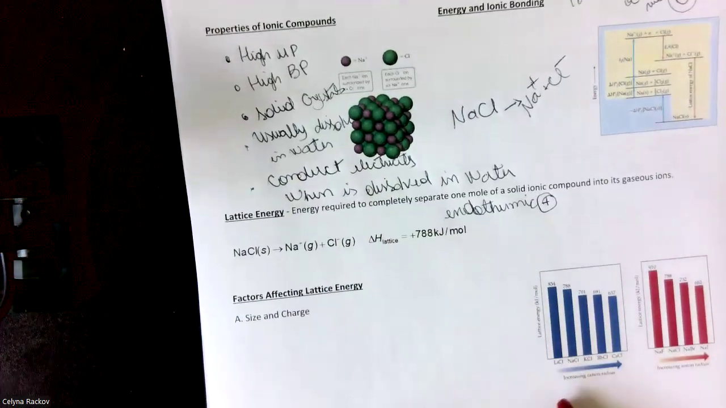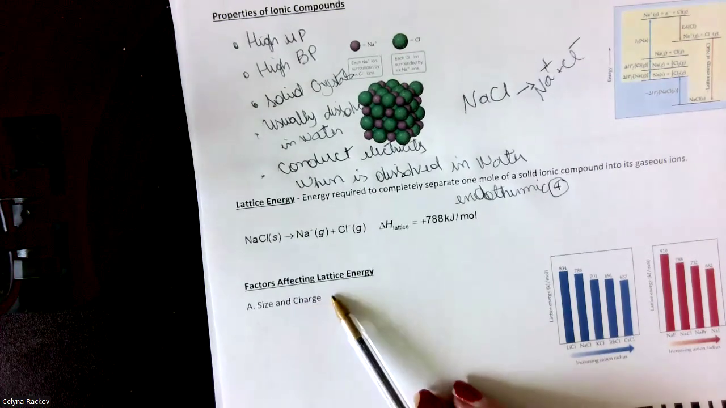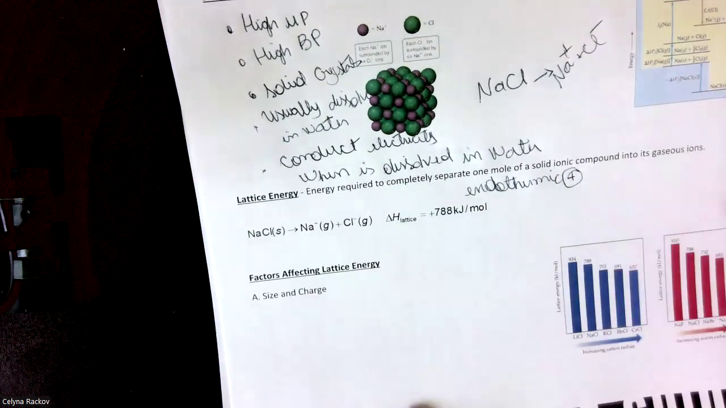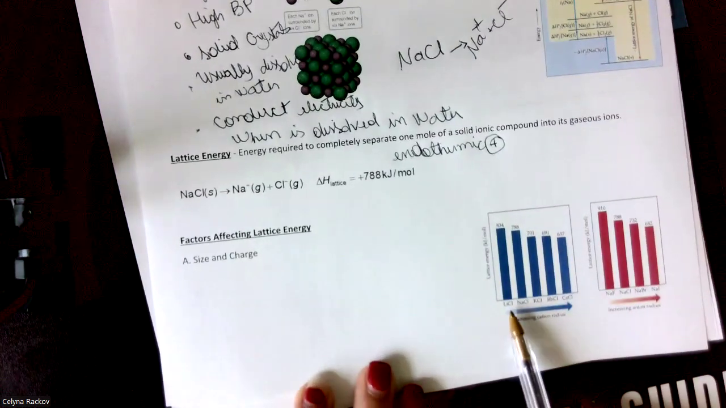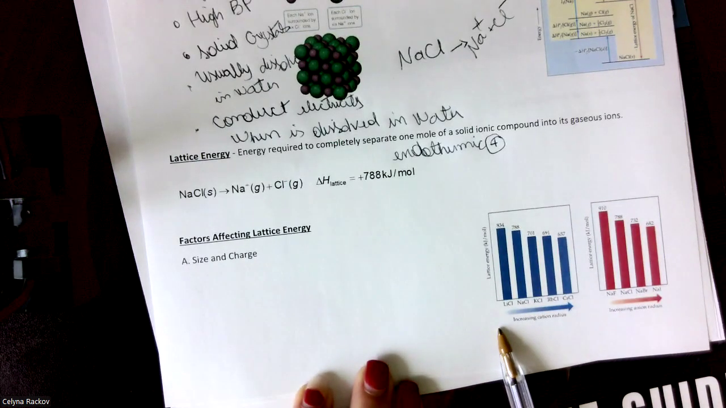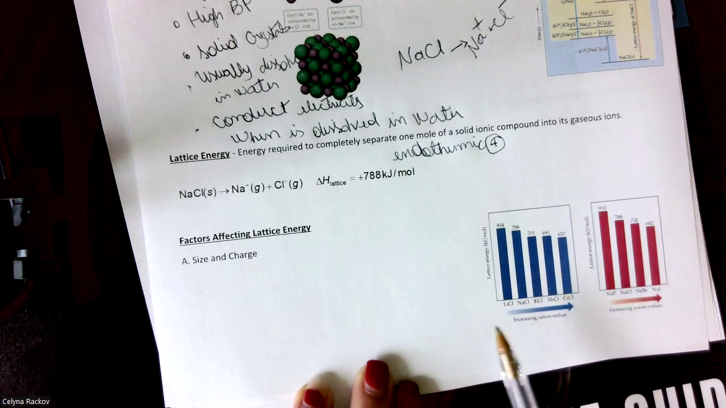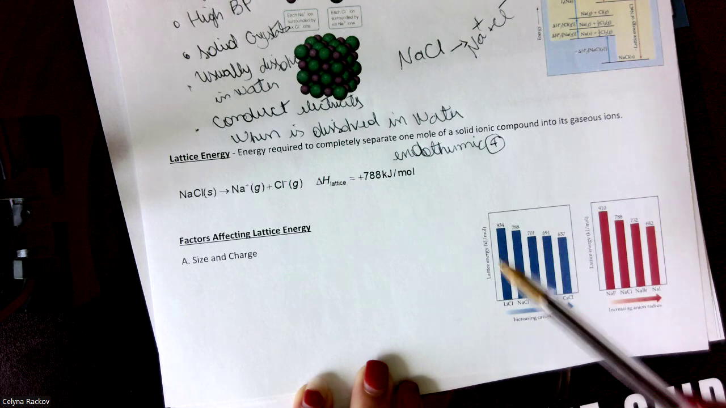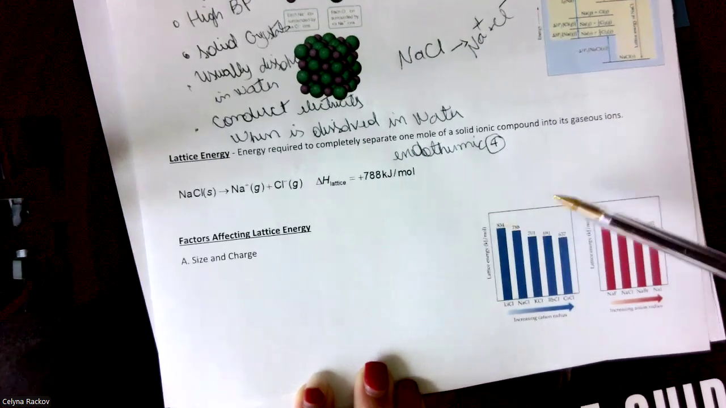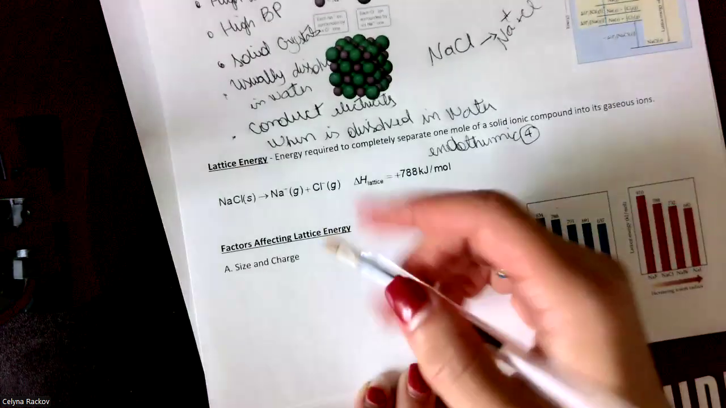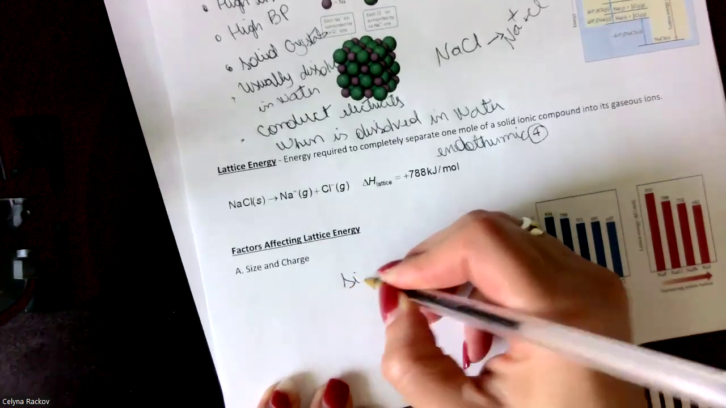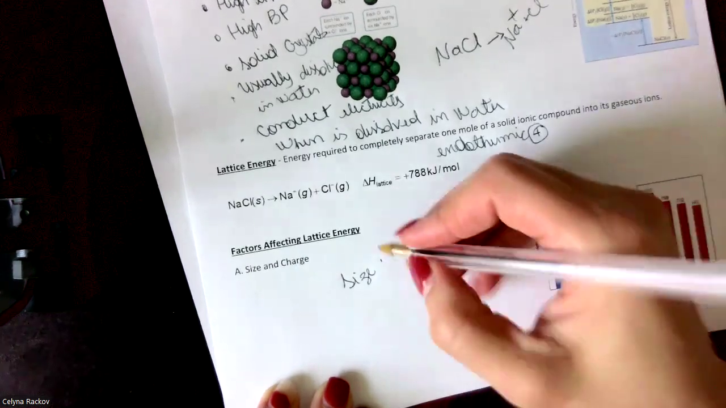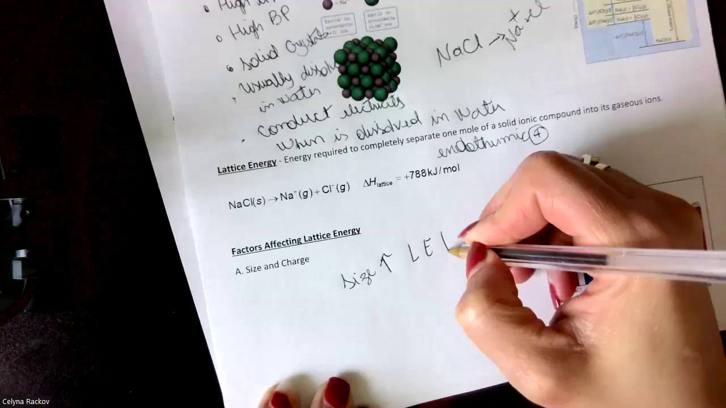And what may affect the lattice energy? Size and charge. So let's try to understand this graph here. In this direction it says increasing radius, increase the cation radius. When the size of the cation is increasing, the energy is decreasing, right? So when the size increases, the lattice energy decreases.